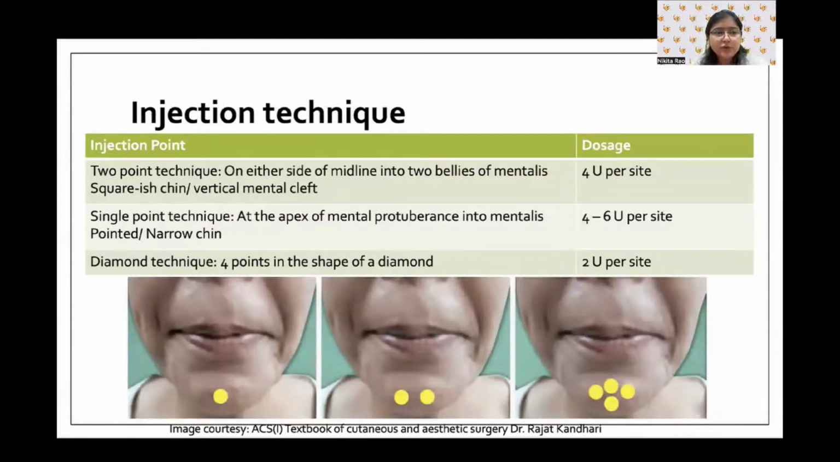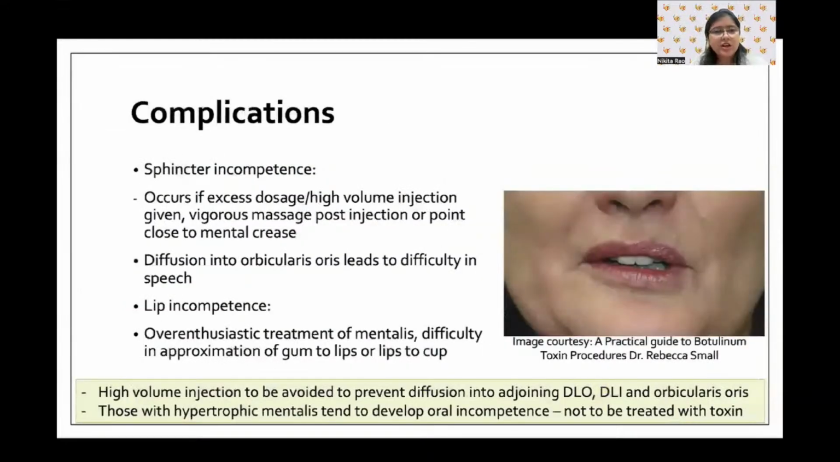Single point technique is for those with a pointed or a narrow chin, and 4 to 6 units of toxin is injected at the apex of the mental protuberance into the muscle. The diamond technique is injection of 2 units neurotoxin at 4 points in the shape of a diamond within the safety zone for the mentalis.